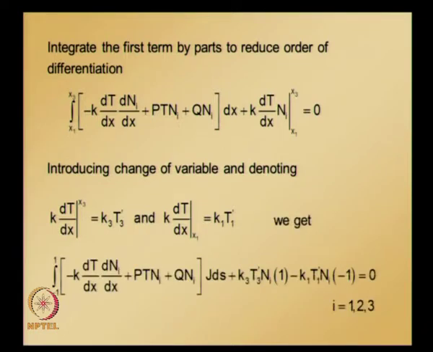we are going to get the equation after introducing the change of variables and using this notation. The previous equation can be written in this manner, where dx is replaced with J ds, and the rest of the terms follow once we substitute the first derivative of T with respect to x times k evaluated at x1 and x3. Substituting the corresponding values, we are going to get this.